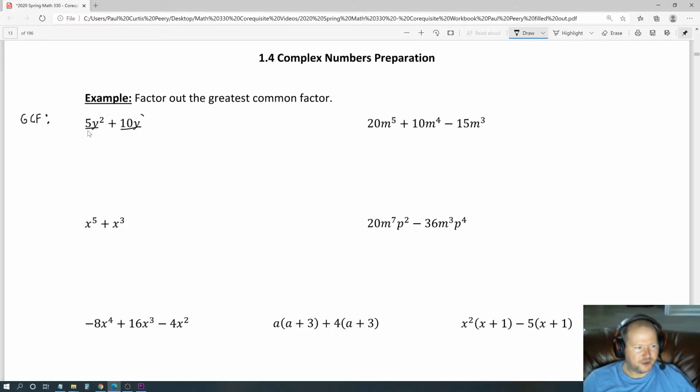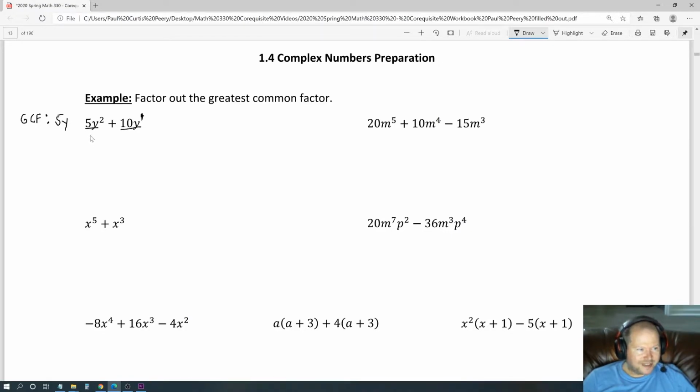So the GCF, or the greatest common factor, one would think of as the largest thing you can divide evenly into a 5 and a 10, which is a 5. The other part is to look at the variables and find the lowest exponent. So we have a 2 there and a 1 there, so 1 is smaller, so we know that the GCF must be 5y.